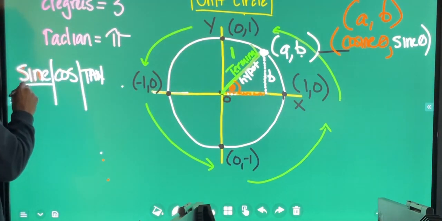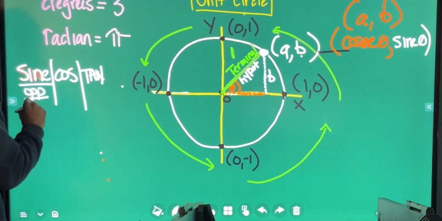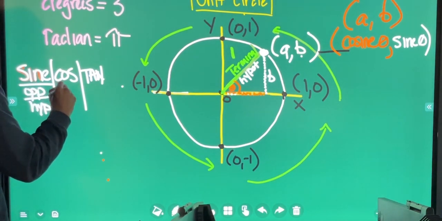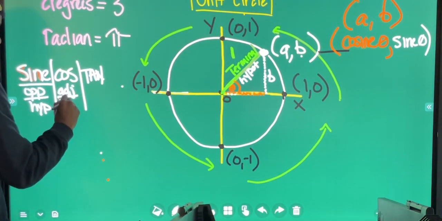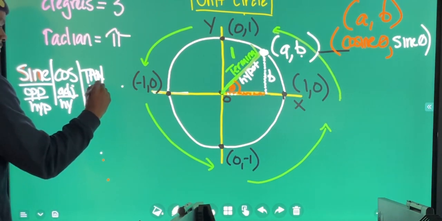Okay, so remember: sine is opposite over hypotenuse, cosine is adjacent over hypotenuse, and tangent is opposite over adjacent.